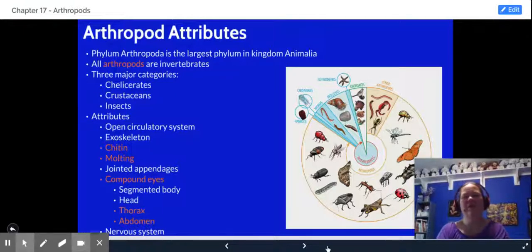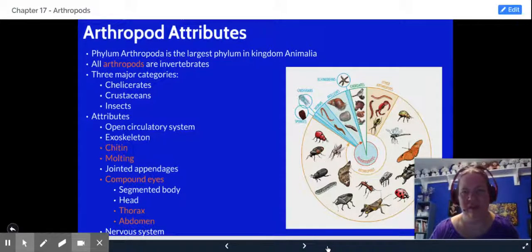So there are three major categories of arthropods. There are the chelicerates, the crustaceans, and then the insects. And we'll talk about these each separately. Their attributes. They have an open circulatory system. Before I go into that, let me go back a little bit. Arthropods actually can be quite beneficial to people and to human society.